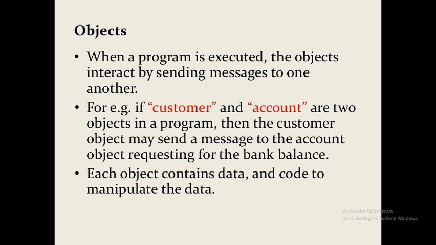Whenever we say that we are performing some operation, actually the objects are communicating with each other in that particular program. Via that, your message or communication is carried out in the actual program. For example, the customer and account are two objects in a program. Then the customer object may send a message to the account object requesting the bank balance.